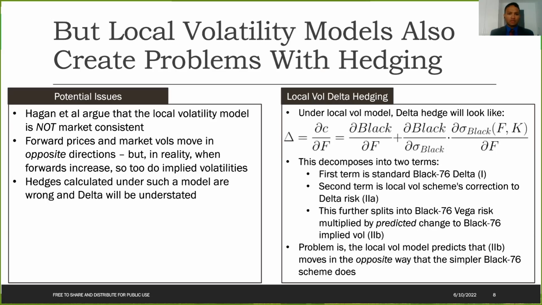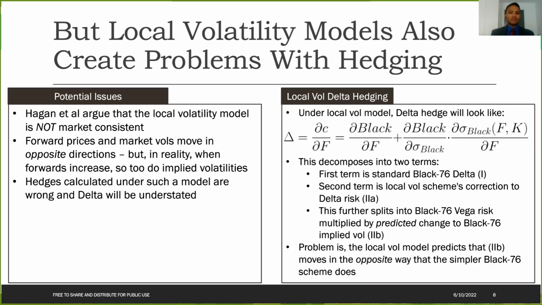The problem is that, as Hagan and others argue in their paper, the local volatility model is not consistent with what you observe in the market. Essentially, their argument is that under a local volatility scheme, such as the one that you just saw, implied vols and forwards will move in opposite directions from what they actually see in the market. And you end up with hedges that are too low in price.